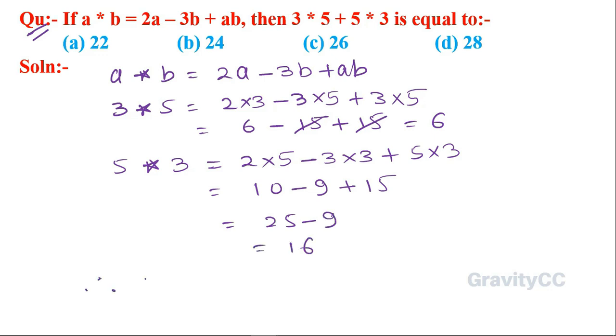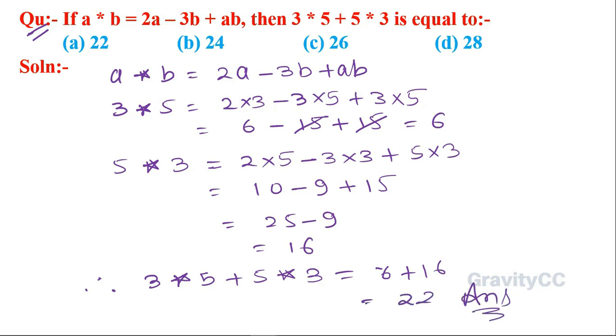So therefore 3 asterisk 5 plus 5 asterisk 3 is equal to 6 plus 16. So 22. Answer. So option A is the correct answer.